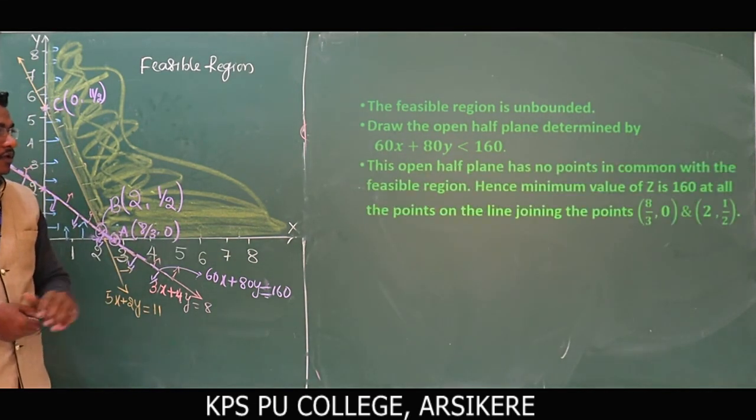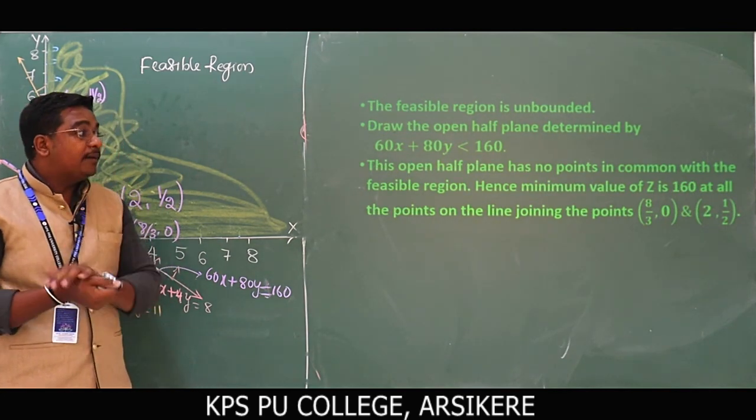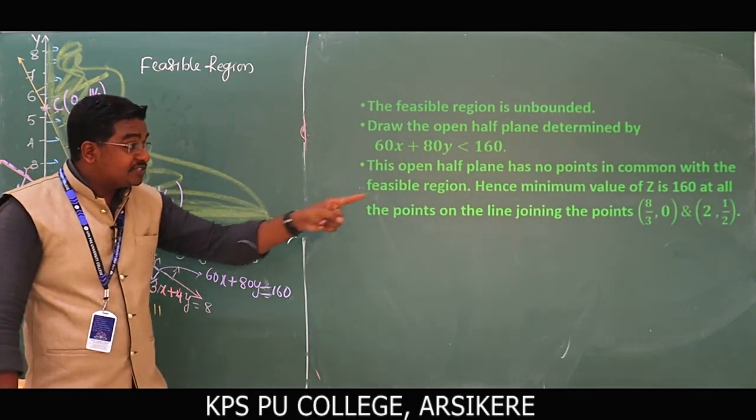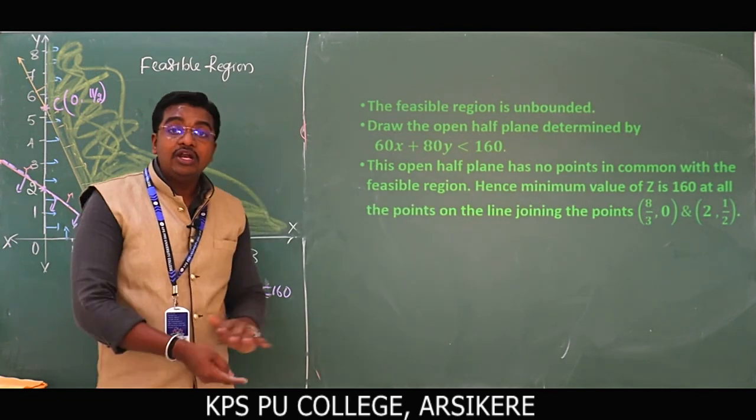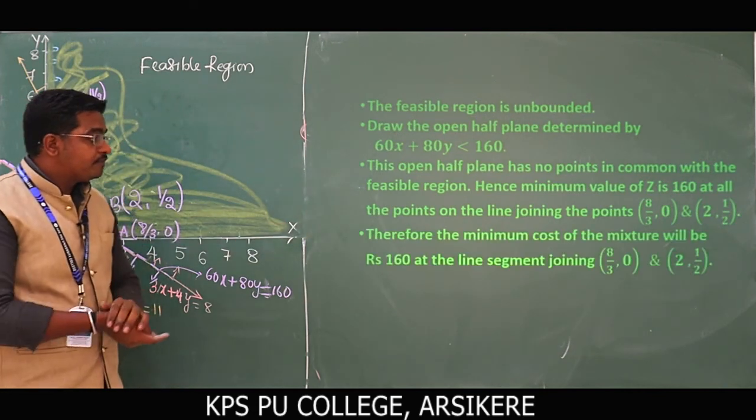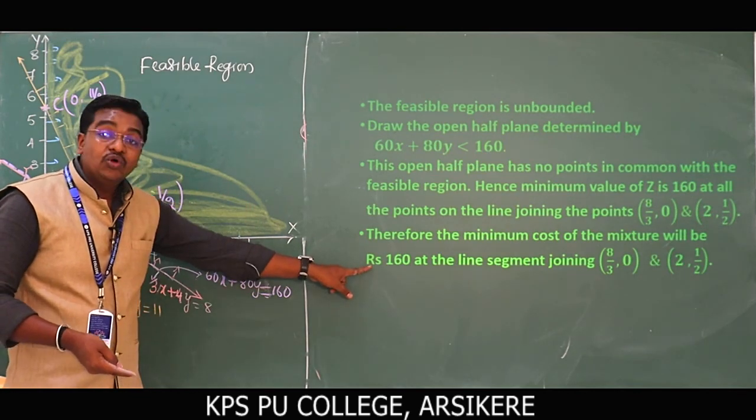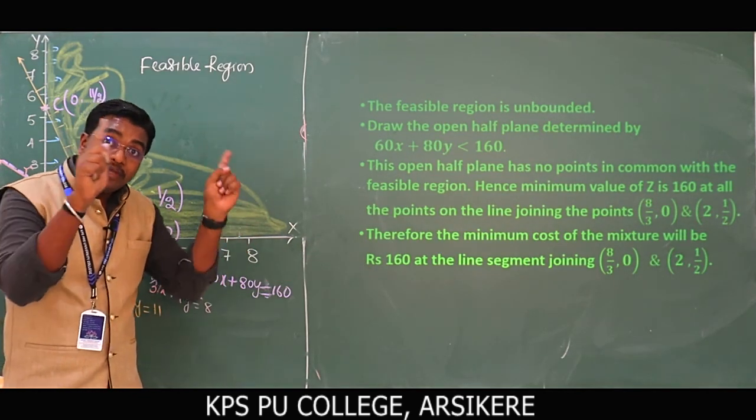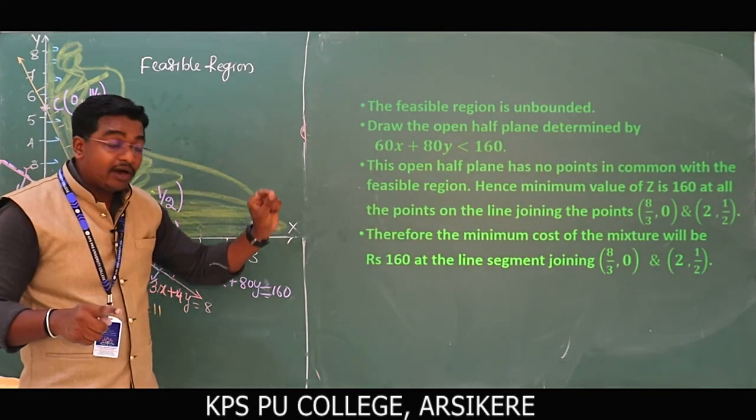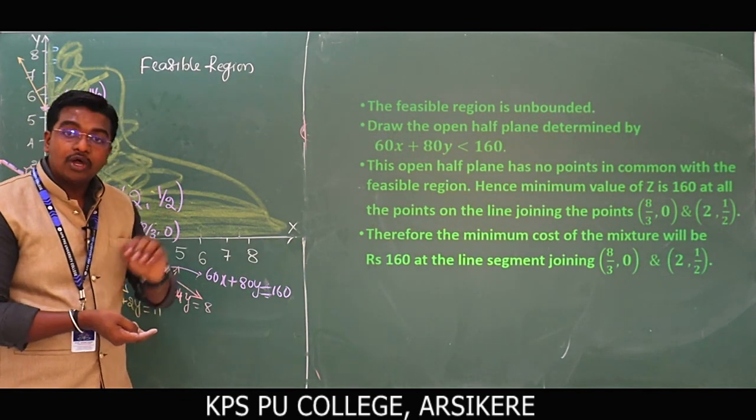Okay, next. This open half plane has no point in common with the feasible region, hence the minimum value of z is 160 at all the points on the line joining the points 8 divided by 3 comma 0 and 2 comma 1 divided by 2. Here we have the next step. Therefore the minimum cost of the mixture of P and Q will be rupees 160, at the line segment joining the points 8 divided by 3 comma 0 and 2 comma 1 divided by 2.